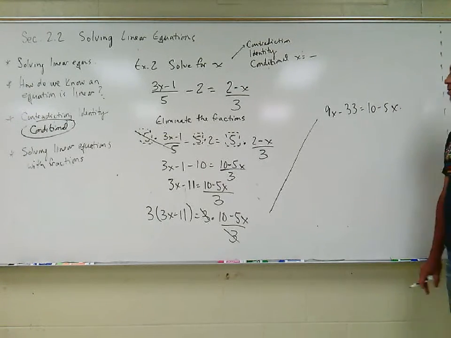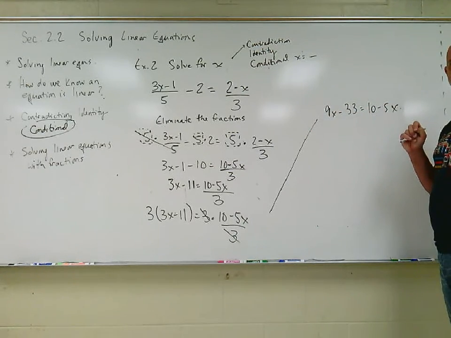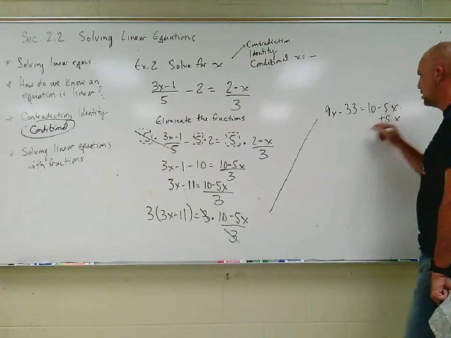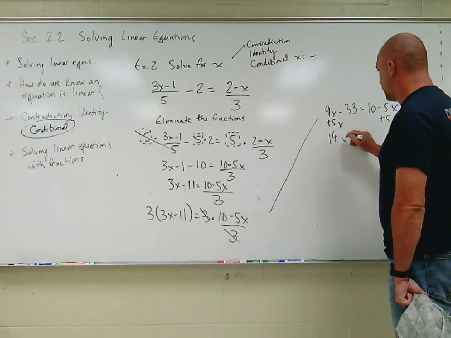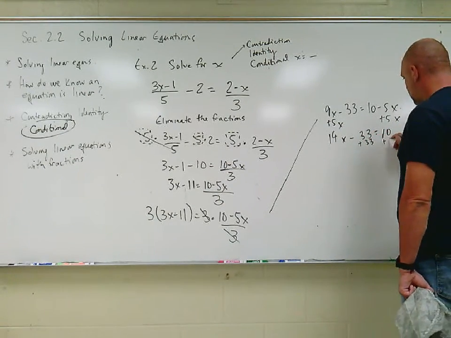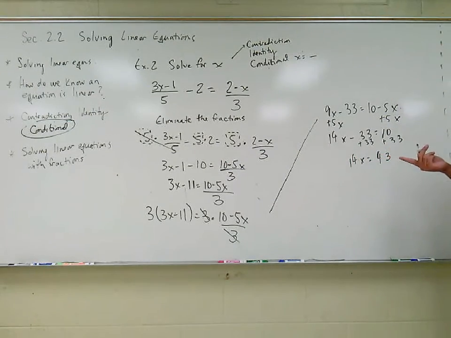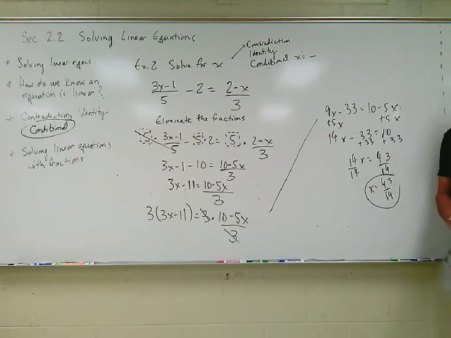Okay, so are you going to move the 9x over, or are you going to move the 5x over? Which one did you guys do? Yeah, I would add the 5x to get rid of the negative. So that gives me 14x minus 33 is 10. Then I'll add 33. So I get 14x is 43. Well, not much I can do with 43, is there? So just divide by 14 and you're done. x equals 43 14ths. So is that a contradiction, an identity, or a conditional? Conditional. You got a solution. Okay? All right.